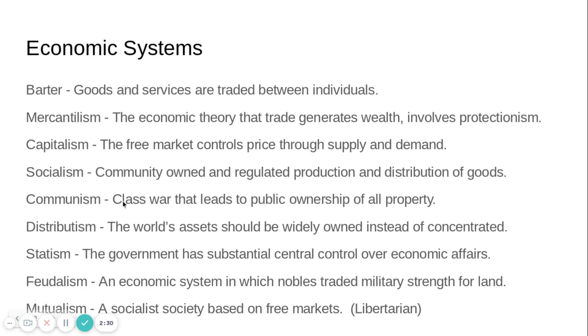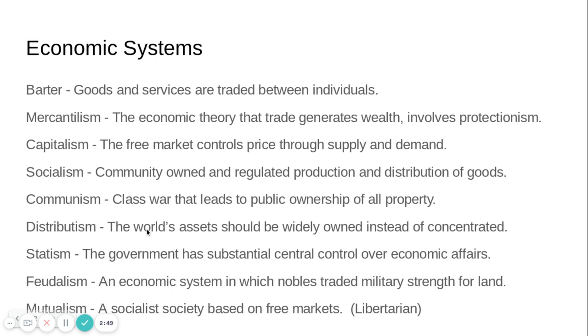Communism is supposed to be a class war that leads to a public ownership of all property. It doesn't end up being that way. Most communist economies are basically just command economies, which means that the leadership of the country tells everybody what to do, and that's how production is managed.